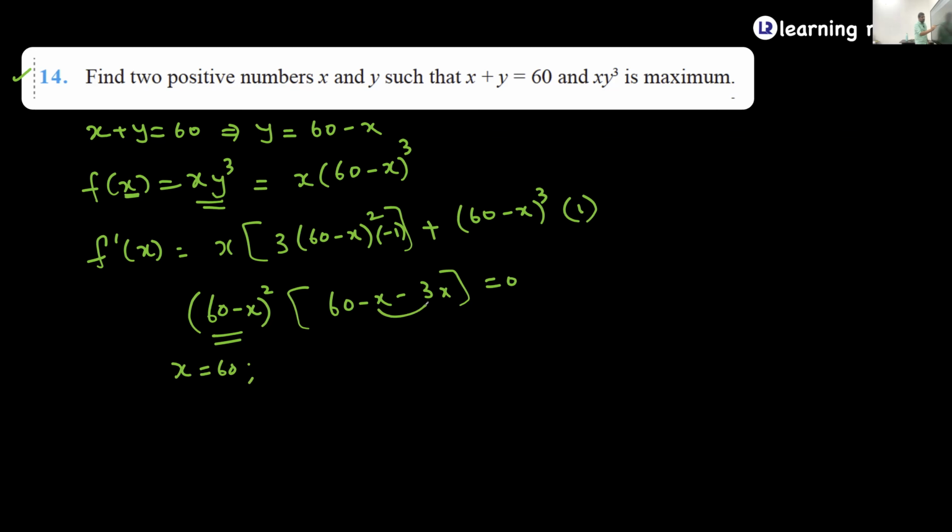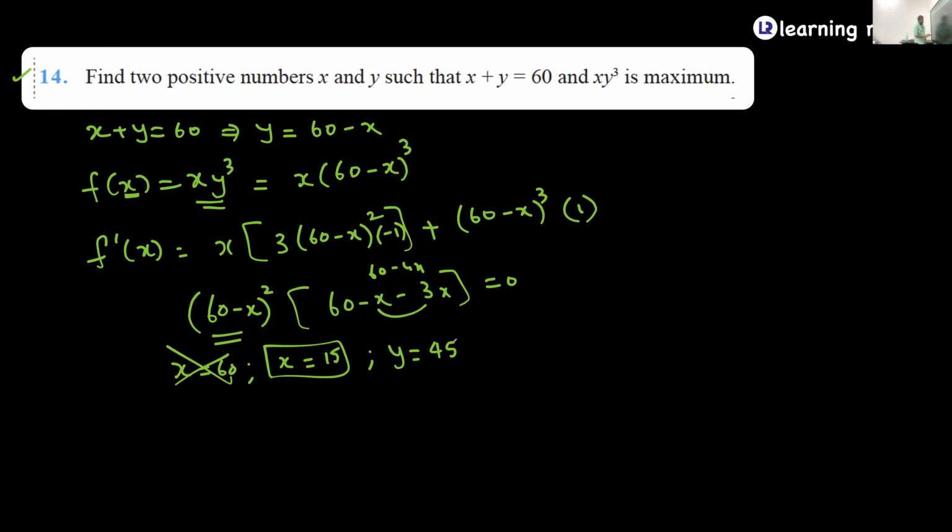60 minus, if you observe, this is minus 4x. So 60 minus 4x equal to 0 gives x is equal to 15. We should not take x is equal to 60, because if I put x is equal to 60, y comes out to be 0. They clearly mentioned two positive numbers. If that's the case, 0 should not be taken into consideration. Right? Then what should be the value of x? X should be 15. Then what will be the value of y? It will be 45. So x is 15, y is 45.